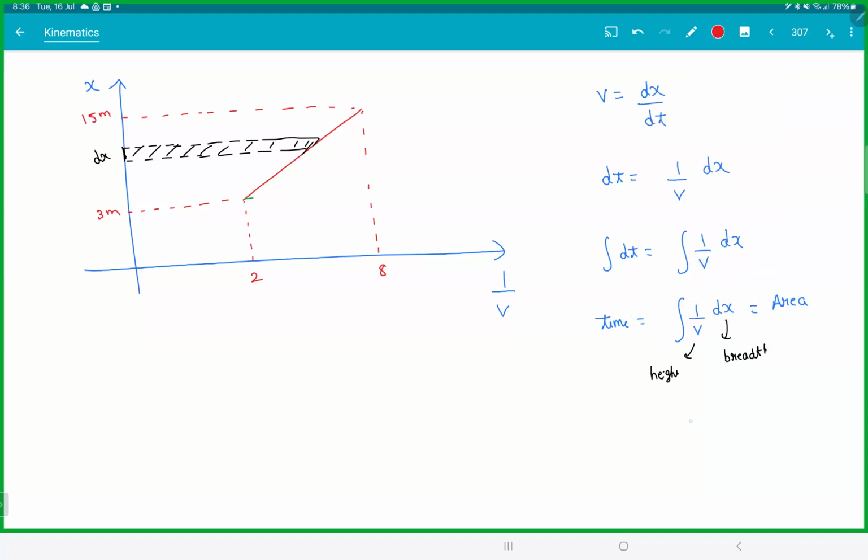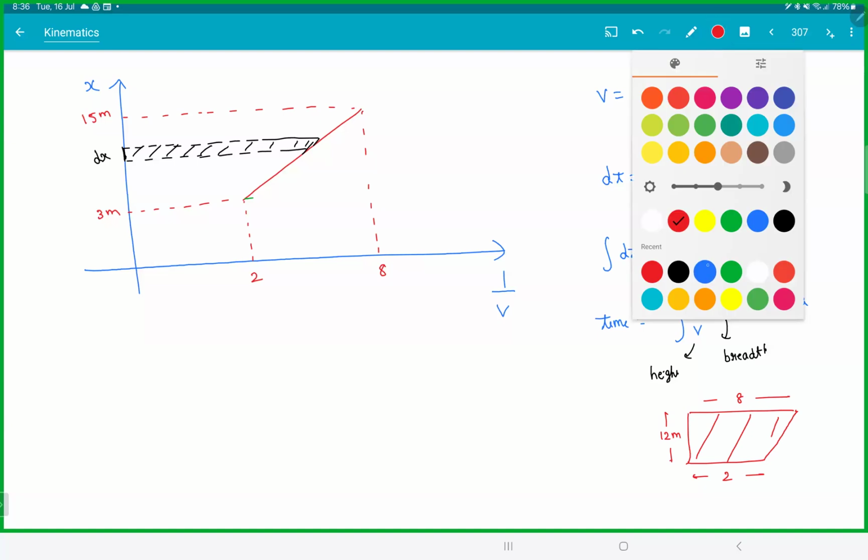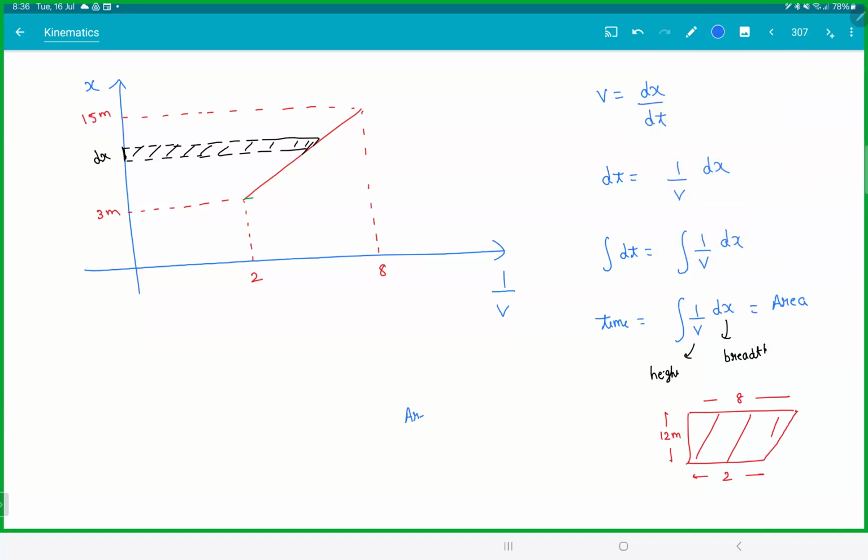So when you talk about this area, we are talking about this area, which is 12 meters here. This is 8. And this is 2. Basically this trapezium. And we know the area of the trapezium is half into the sum of the opposite parallel sides into the base, 12. 60 seconds.